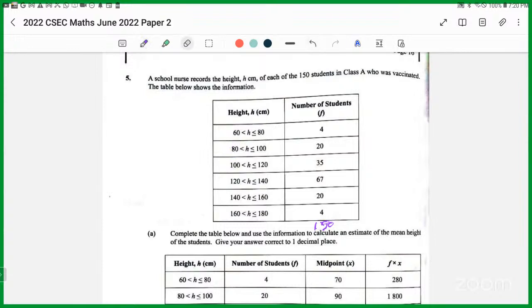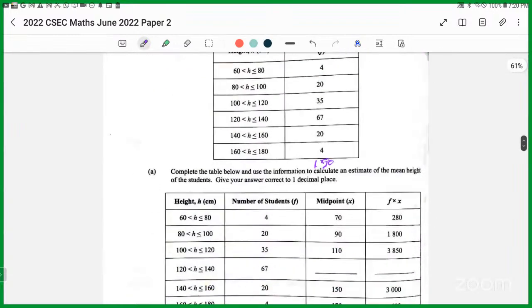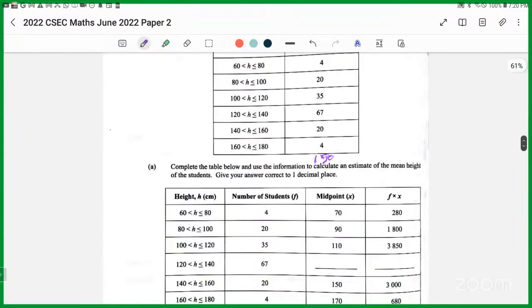Notice the 80 is included in the first group, but the 80 is not available in the second group. So anything that approximates to 80 is going to come in this first group. All right, so they give us that table. Then it says compare the table below and use the information to calculate an estimate of the mean height of the students. Give your answer to 1 decimal place.